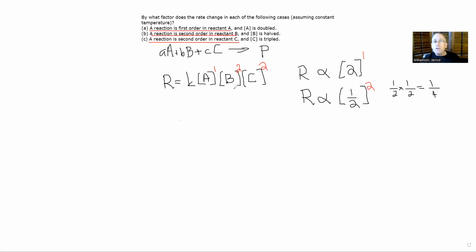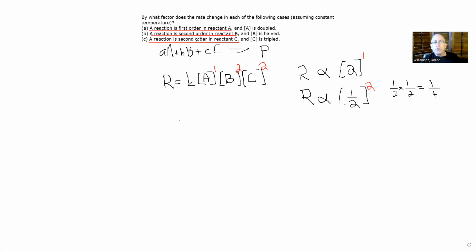So if the concentration was 1 molarity of B, and I changed it to 1/2 molarity of B, I would expect the reaction rate to be 1/4 of what it was originally. So if it was 10 molarity per second, it would be 1/4 of that. Just given as illustration numbers.